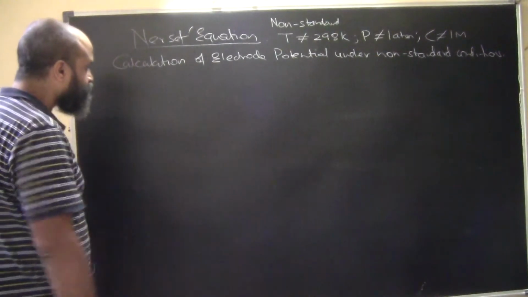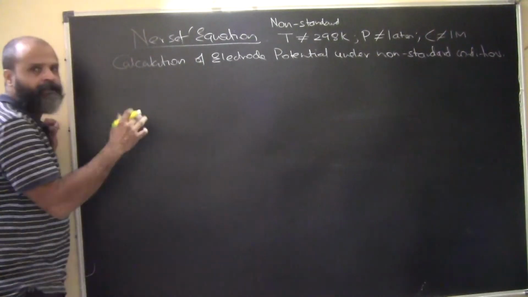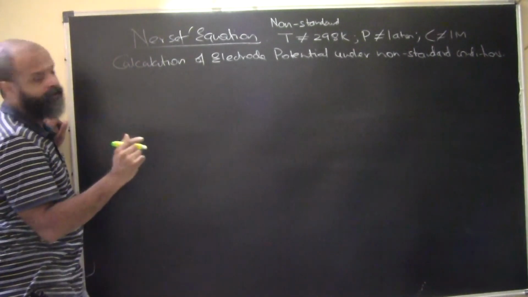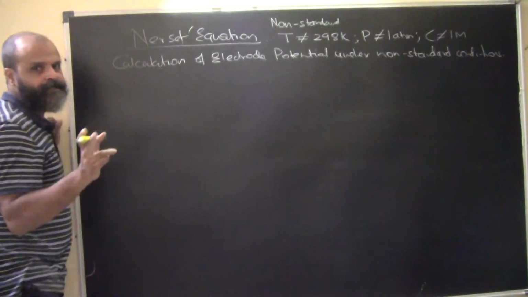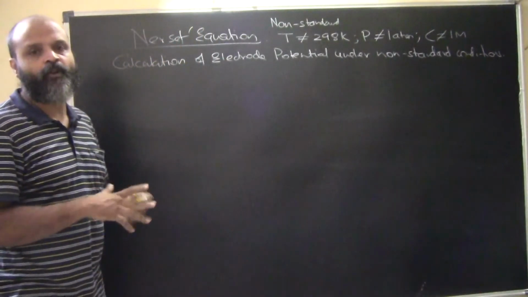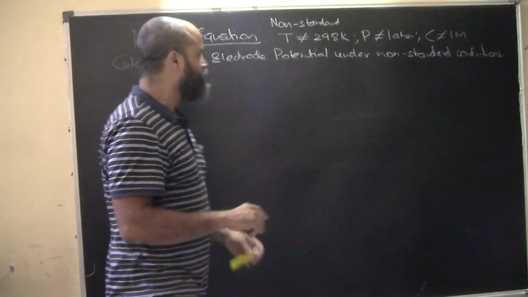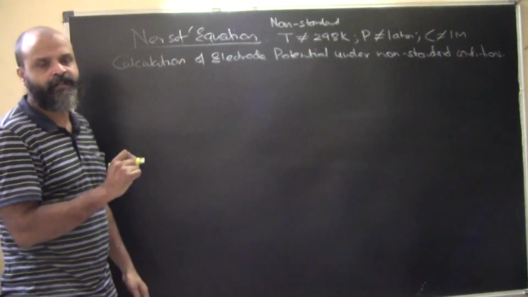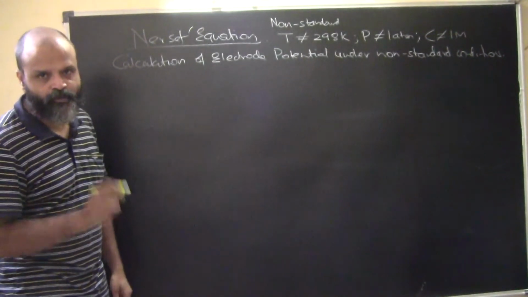Now let's say, for example, a cathode and an anode reaction. Let's take the example of zinc and copper. Zinc has a lower reduction potential than copper. For copper the reduction potential is higher. So what happens? Copper is the one which undergoes reduction and zinc is the one which undergoes oxidation.